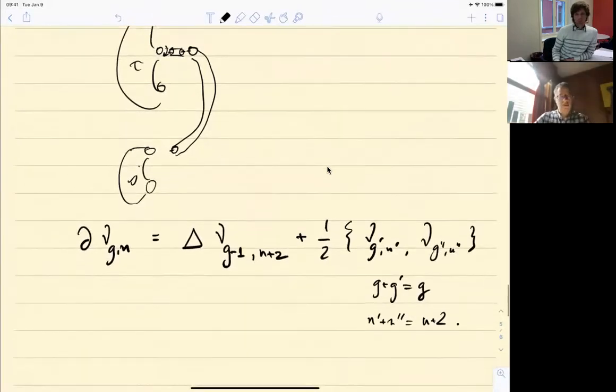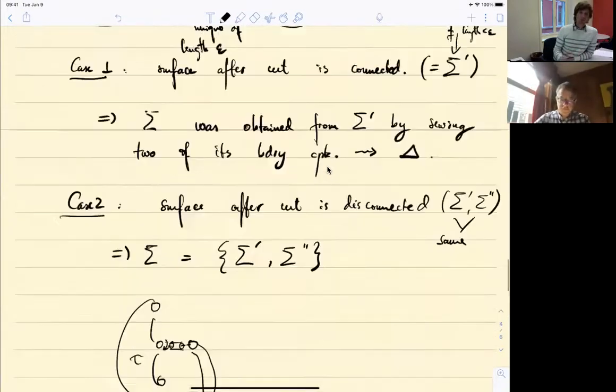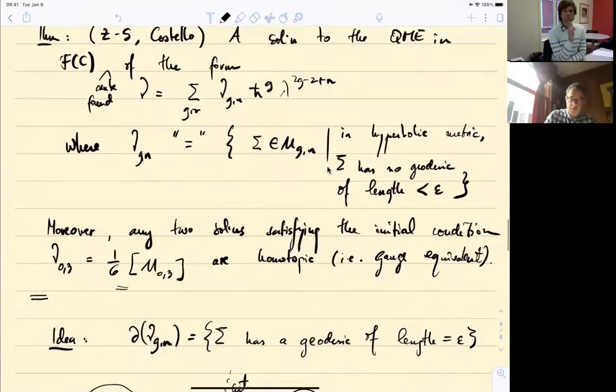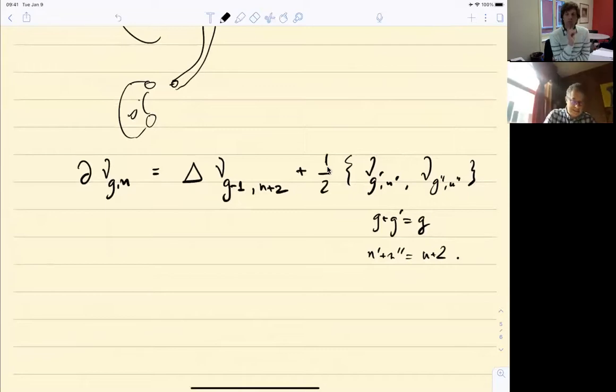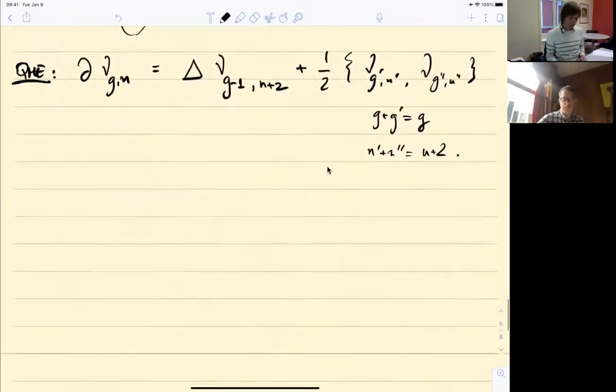So the whole moral of this is that if you take your definition of VGN to be this, the quantum master equation, which you should recognize, this is exactly the quantum master equation, is saying that you are writing the boundary of a certain chain as either stuff that you've obtained by taking delta of lower genus chains, or taking bracket of chains of lower genus and more points.